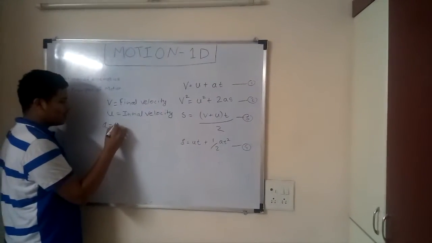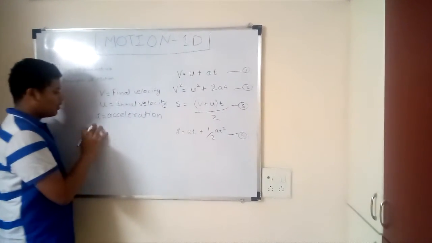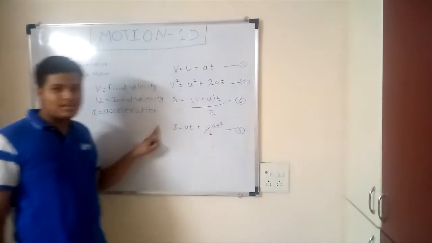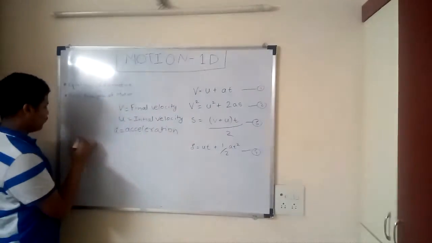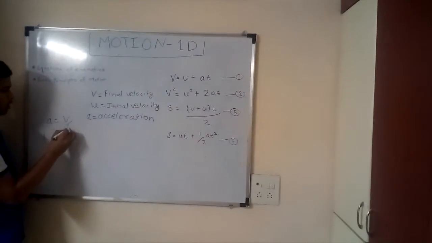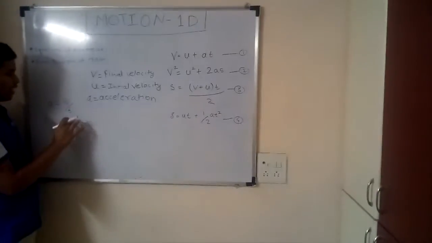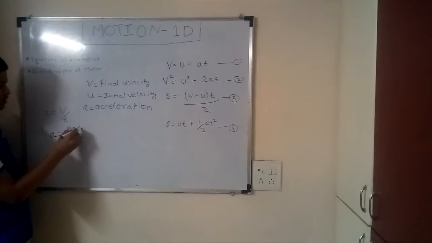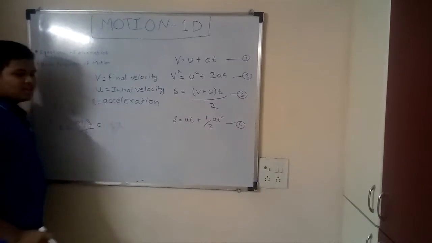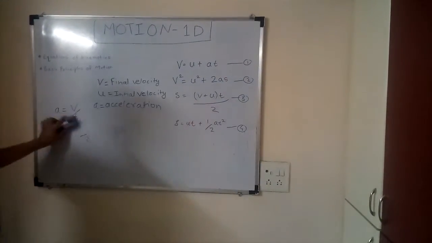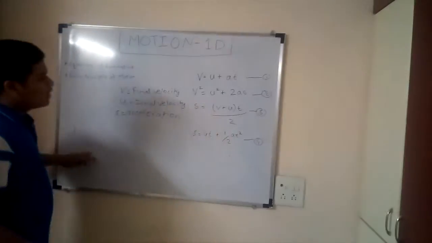While a is acceleration. Now everyone will think, what is acceleration? Acceleration is the change in velocity per unit time, and its formula is velocity upon time. Its unit we can derive easily: meter per second upon second is equal to meter per second square. Its unit is meter per second square. This is not so important now, because I will tell you all about that afterwards.